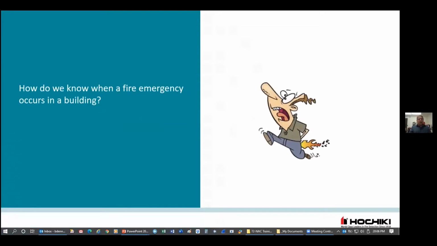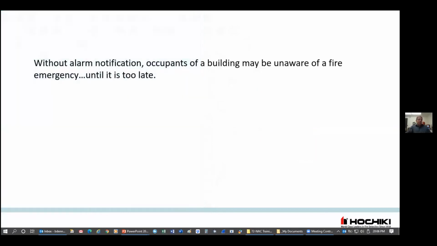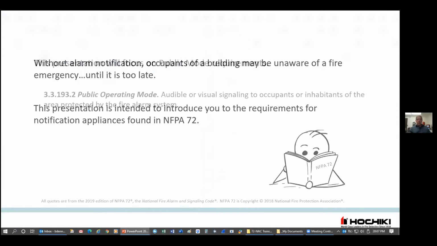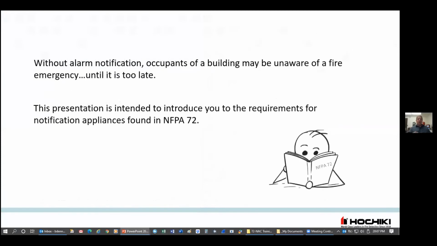How do we know when a fire emergency occurs in a building? If you're not in the area where the fire actually breaks out, it's very possible we may not even know that there's a fire happening somewhere. And so that's really the purpose or meaning behind our discussion today. Without alarm notification, the occupants of the building may be unaware that there is a fire emergency until it is too late.